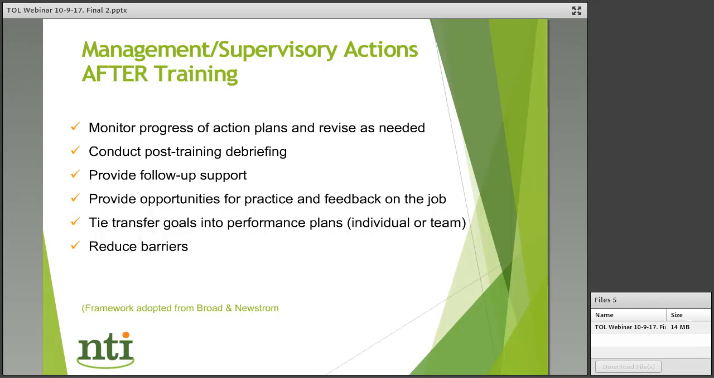Another way to encourage transfer of learning after the training is to conduct post-training debriefing and really revisit the material during this time or redo a lesson. So that can be a part of your action plan, is what are we doing post-training?